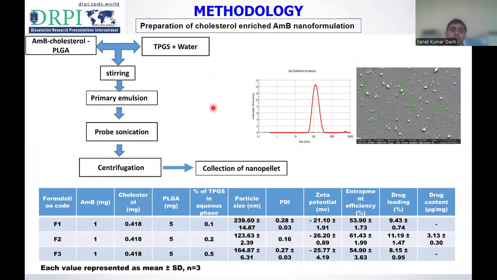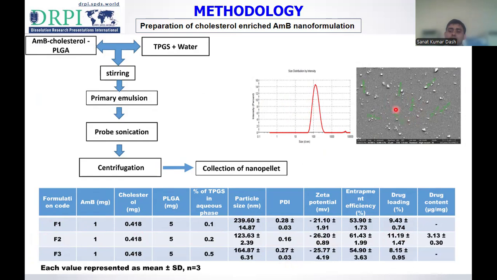Coming to the methodology, we have prepared the amphotericin B polymer nanoparticle by a nanoprecipitation method as shown in this schematic view. After the development of the nanoformulation, we have characterized parameters like particle size, PDI, zeta potential, entrapment efficiency, and drug loading. Out of these formulations, F2 is our optimized formulation with particle size of 123 nanometer, PDI of 1.16, zeta potential of minus 26 millivolt, entrapment efficiency of 61%, and drug loading of 11%.